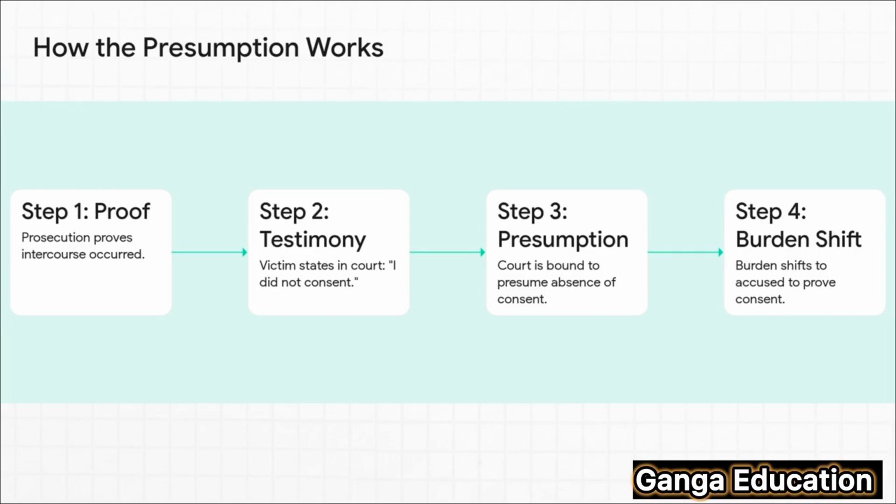This flowchart shows the clear 4-step process. Step 1, the prosecution proves that intercourse happened. Step 2, the victim testifies that she did not consent. The moment these 2 things are on record, we hit Step 3. The court automatically presumes there was no consent. And this triggers the biggest consequence of all. In Step 4, the burden of proof completely shifts to the accused to now prove that there was valid consent.